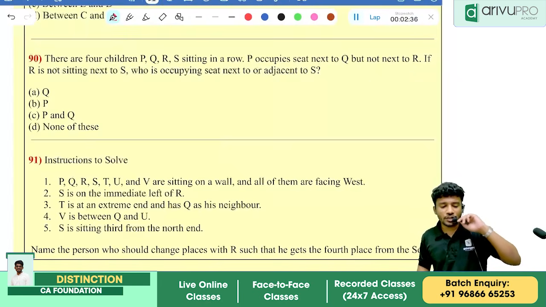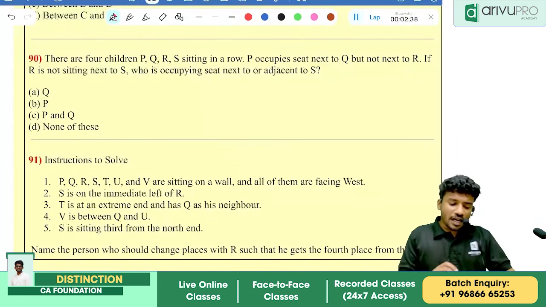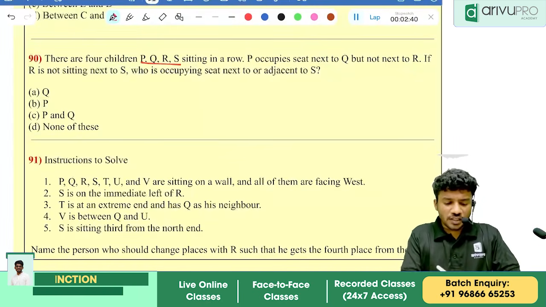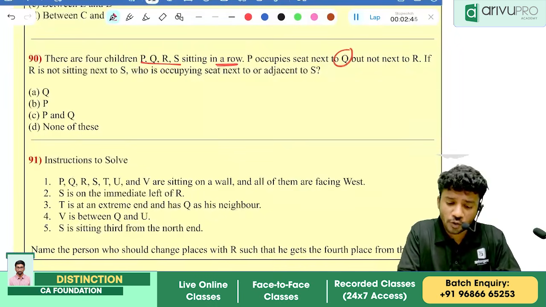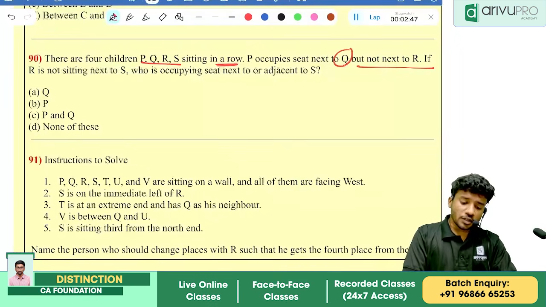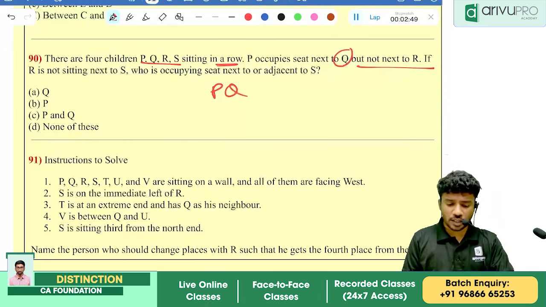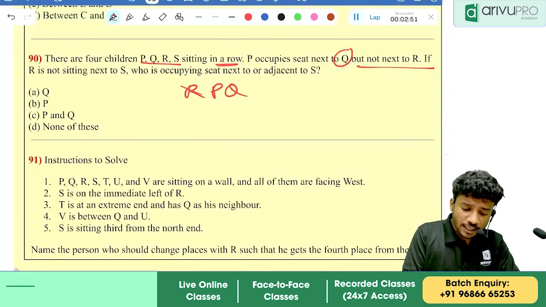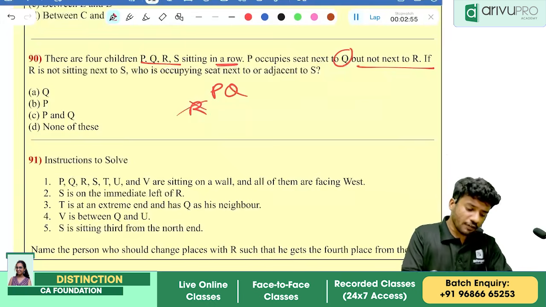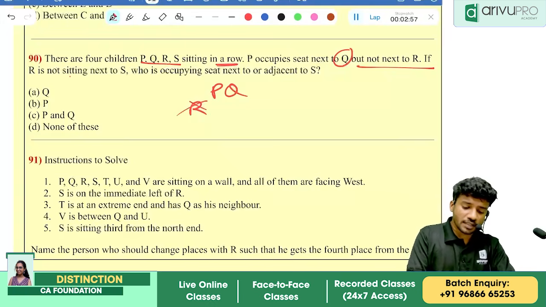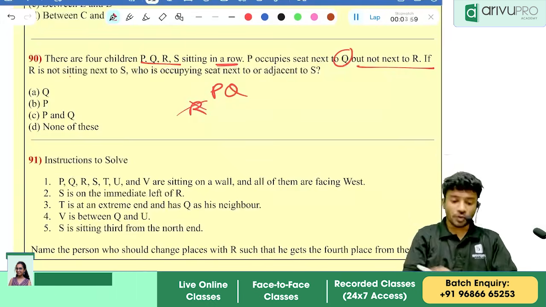Get me the answer for the 90th question. There are 4 children, P, Q, R, S, sitting in a row. P occupies a seat next to Q but not next to R. So P and Q can sit together, but P and R cannot sit together. Correct? P and R cannot sit together. R is also not sitting next to S, that means R cannot sit next to S either.